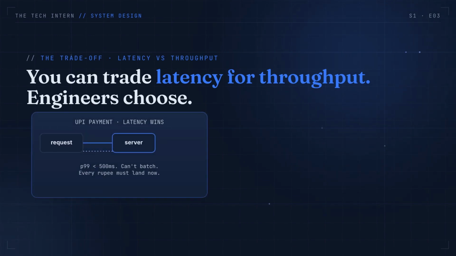Take a UPI payment. When you tap, pay and send 500 rupees to someone. That money needs to move. Right now, you need a response in under 500 milliseconds, or the UX feels broken and the user panics. This is a latency-first system. To guarantee that latency, you actually end up handling fewer requests at once. You trade some throughput to protect the latency.